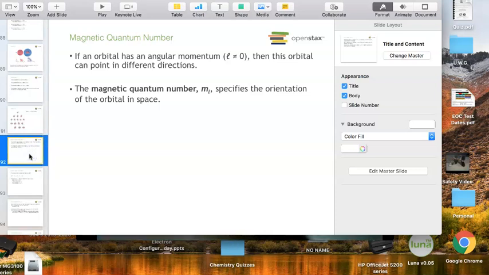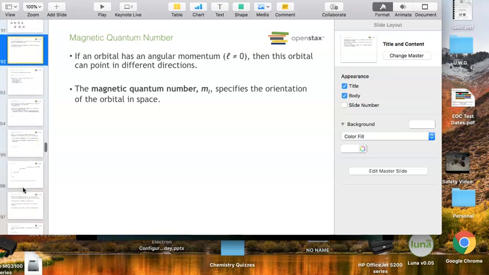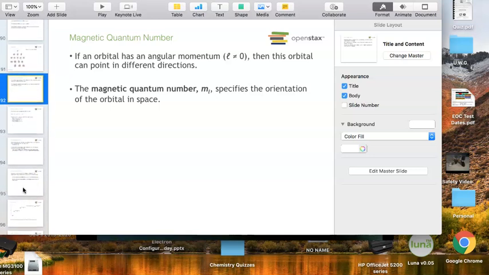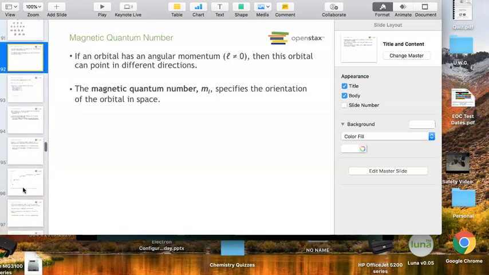All right. So we talked about L, we talked about N, the quantum number, L, the subshells, and now we need to talk about the magnetic quantum number, m sub L.